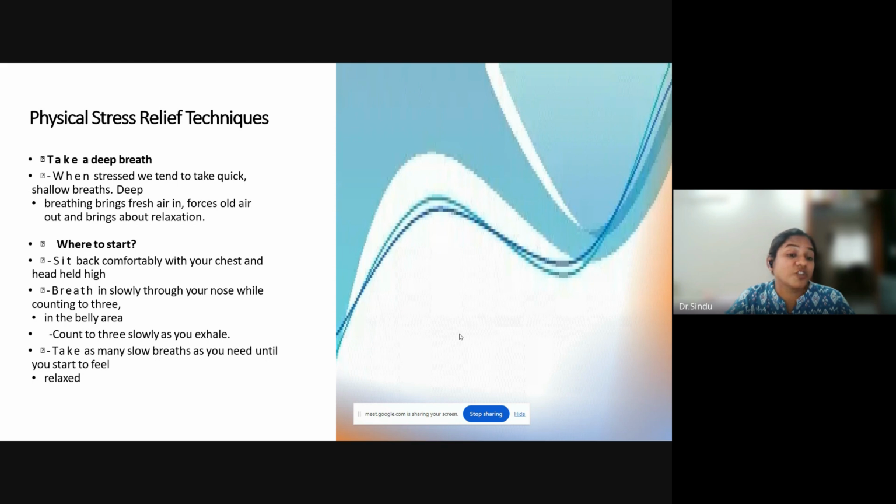And the next one is stretching. You can try shoulder exercises. You can try neck stretches to release tension. So these all are part of physical stress relief techniques.